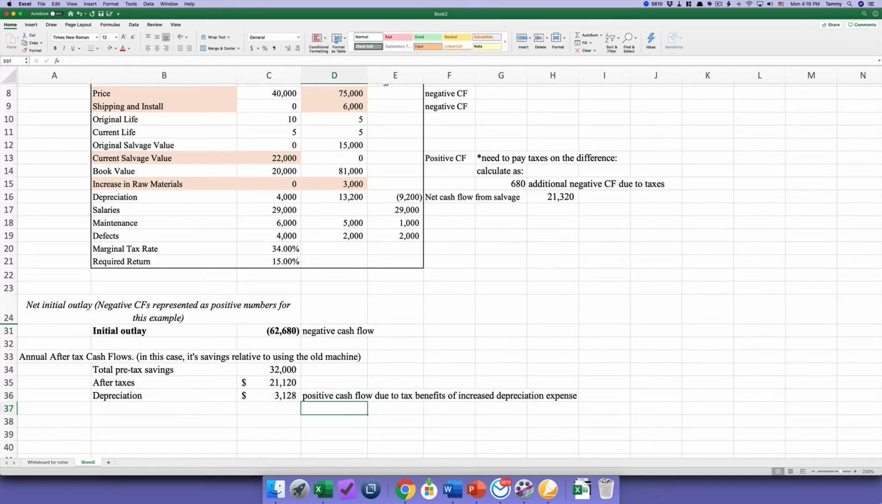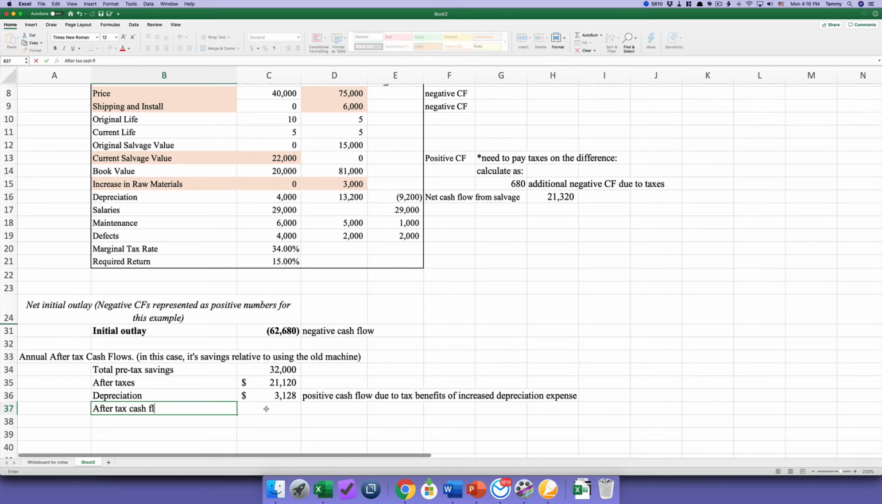Okay, so that means that our annual after-tax cash flows are going to be that 21,000 plus 3,128. Make that bold. So every year, we're going to have $24,248 more coming into our pockets as a result of this new investment. Okay, so that's how you calculate your after-tax cash flows.